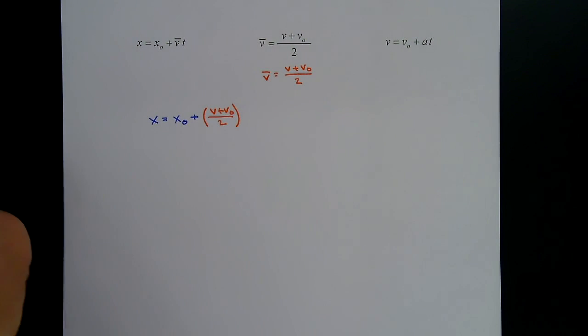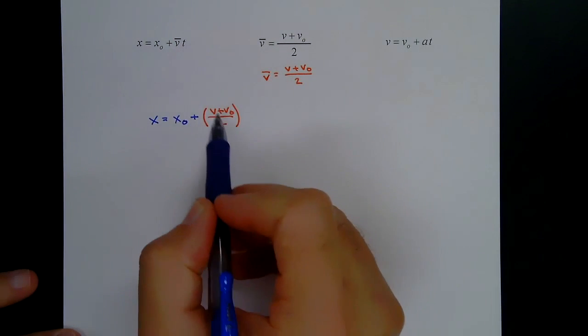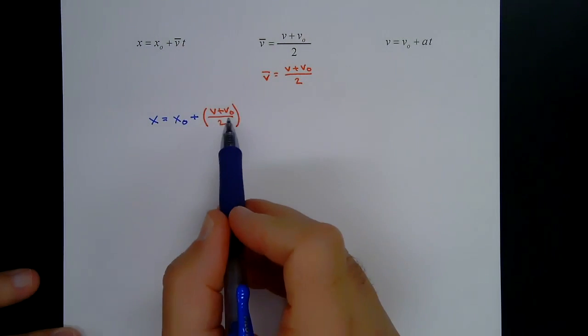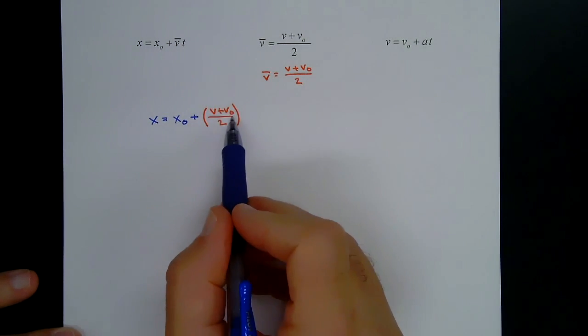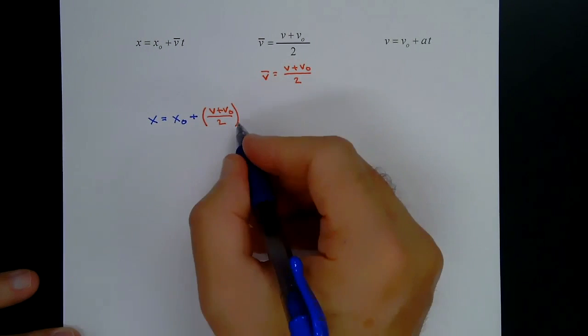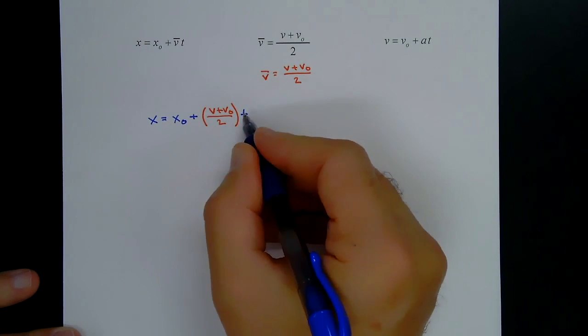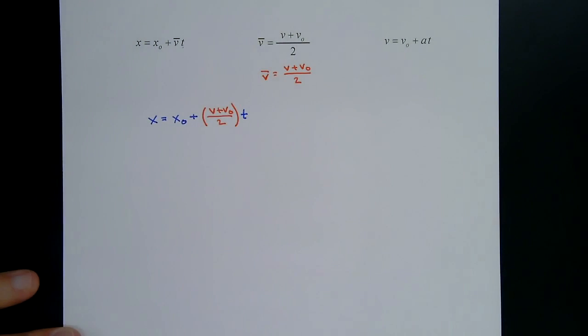All right, now I have this time right here, right? Because this v bar is being multiplied by t. So this is the same as the average velocity, right? So I need to multiply that by my t that was right there.